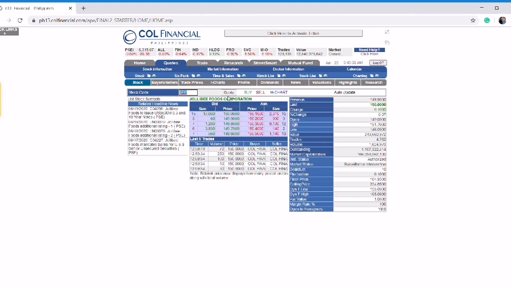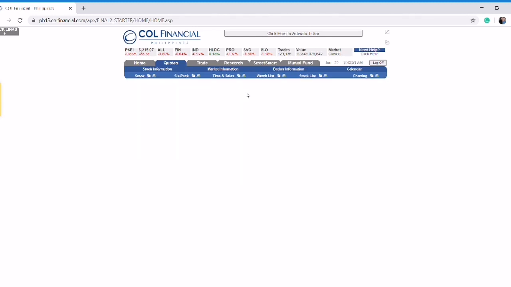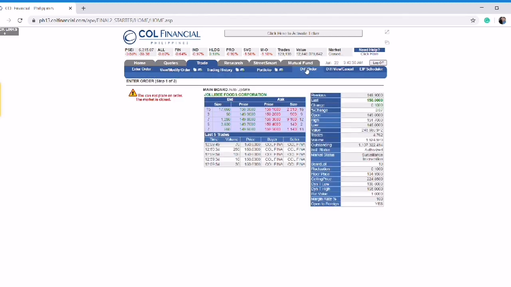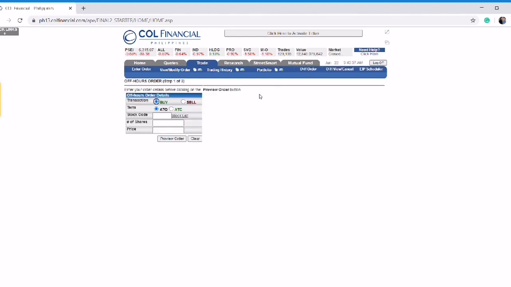Sana po naiintindihan niyo ang mga pinagsasabi ko. So, yun lang po. Ito kasi, kung open lang po ang market, makikita ko po sa inyo. Pagdating niyo po sa quotes, dito lang po, pwede na po kayo bumili. Click niyo lang po itong buy. Malalabas na po, kapareho ng itsura nito.